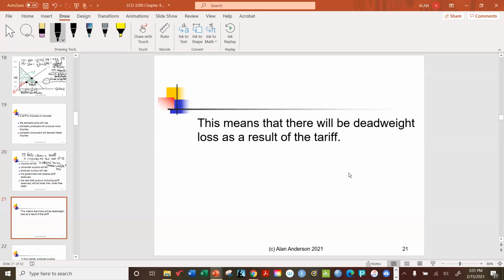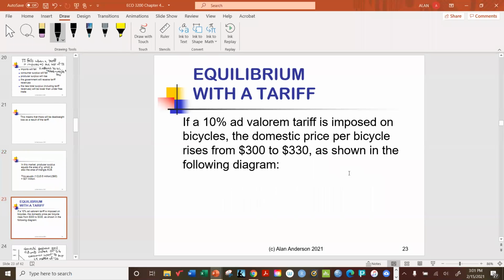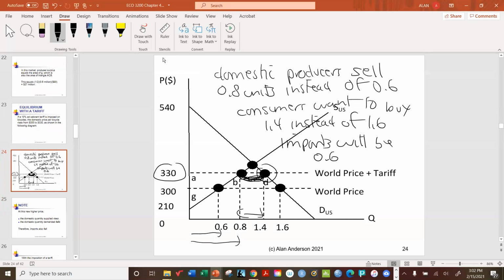Anyway, so here we have an example of a tariff. Now, let's say we'll keep it simple. Let's assume that a 10% ad valorem tariff is imposed on bicycles. So at the moment, the price will jump up from $300 to $330. Okay. And that extra $30 per imported bicycle goes in the pockets of the government. But look what happens.